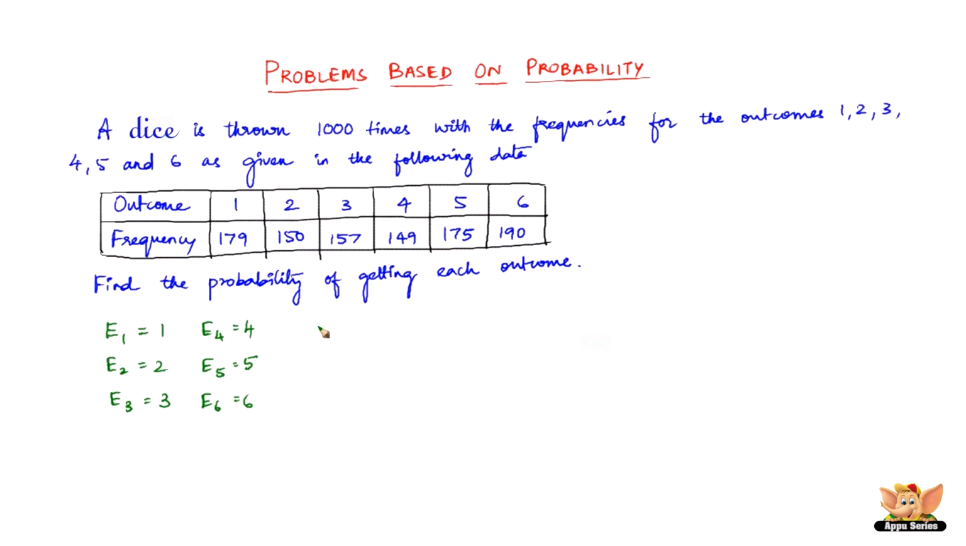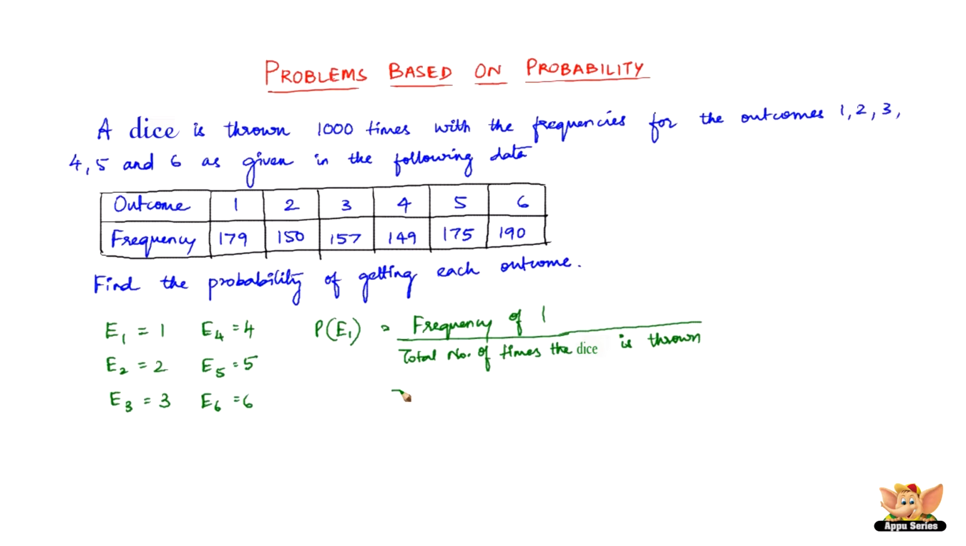So now the probability of the outcome 1, that is nothing but P of E1. The probability of event E1 is nothing but the frequency of 1, right? The number of times 1 has come, that is the frequency of 1, by the total number of times, or the total number of trials is the usual way to say it. But in this problem, let's be a little more specific by saying the total number of times the die is thrown. So the frequency of 1 is 179 and the total number of times the die is thrown is 1,000. So we get the probability of the event 1 as 0.179. The probability of the outcome of 1 is 0.179.